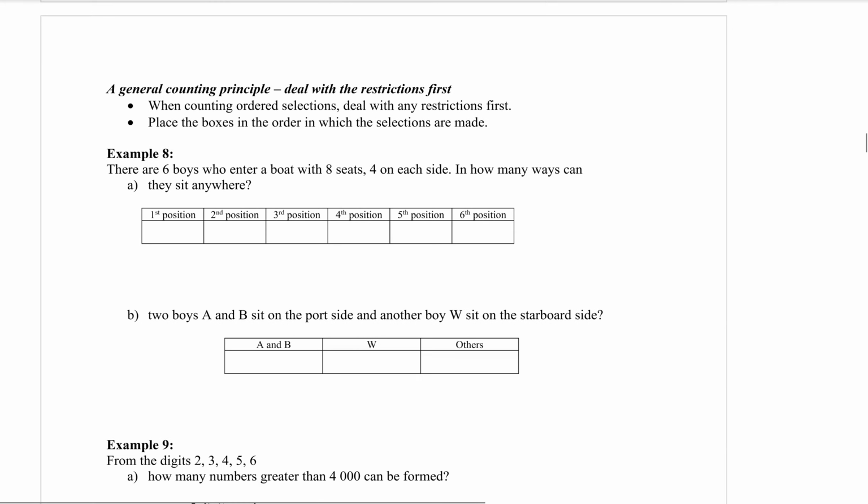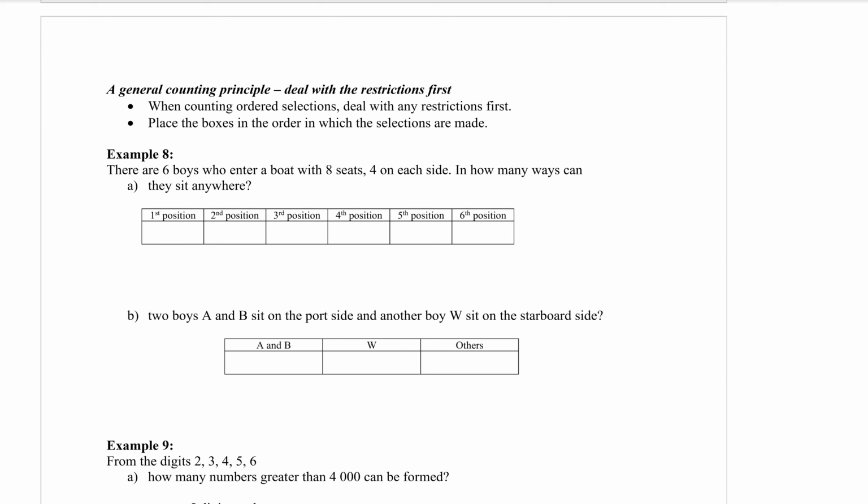All right, a general counting principle is to deal with the restriction first. I already mentioned that, but worth making sure you've remembered. Always deal with any special cases first. So when counting ordered selections, deal with any restriction first. Place the boxes in order in which the selections are made, if you're wanting to draw your boxes. That's what the boxes do. It helps you put them in order of how you're selecting things, okay?